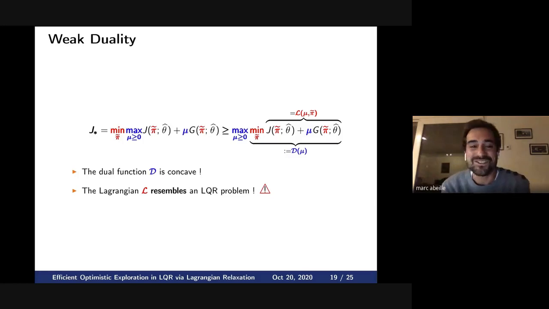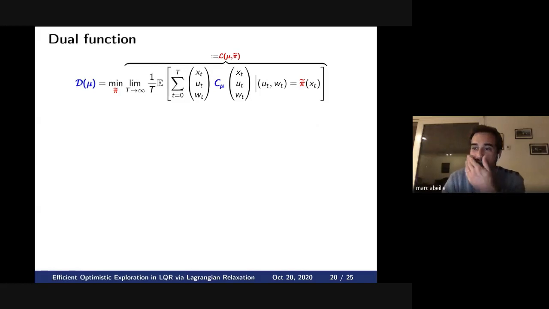Okay, so the good news is that the Lagrangian resembles an LQR problem, and it means that we should be able to obtain curly D as the solution of a Riccati equation. So we have this warning popping up because it's not really as easy, and it only resembles a standard LQR problem. So if we go into more details, what we see is that for a given value of mu, this dual function is given as the minimum over policies pi tilde of long-term average quadratic cost under linear extended dynamics. But the cost is now defined thanks to a symmetric matrix C mu that depends on the Lagrangian parameter.